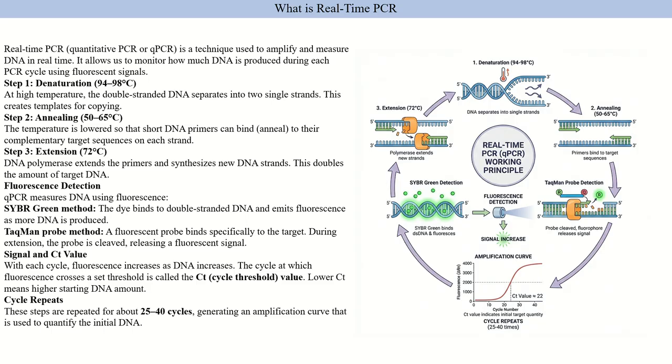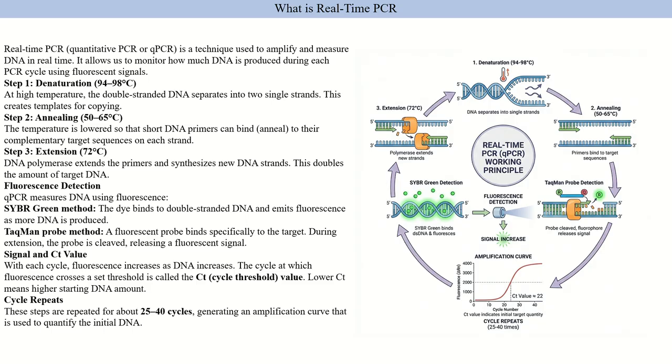First one is denaturation. During denaturation, the reaction is heated to around 95 degrees Celsius so that double-stranded DNA separates into single strands. Hydrogen bonds between bases break, creating two templates for copying. This step happens at the beginning of every cycle and must be completed for efficient amplification. Incomplete denaturation leads to poor yield.